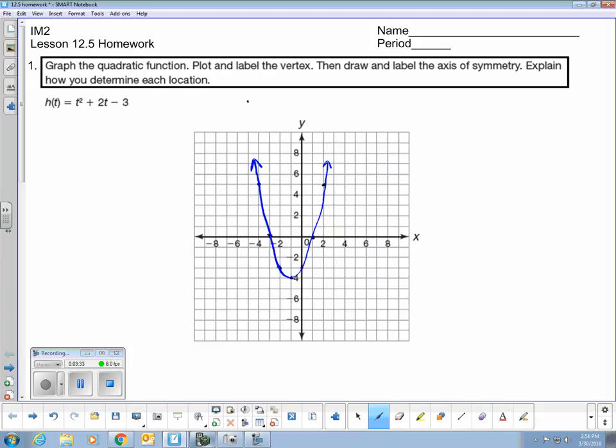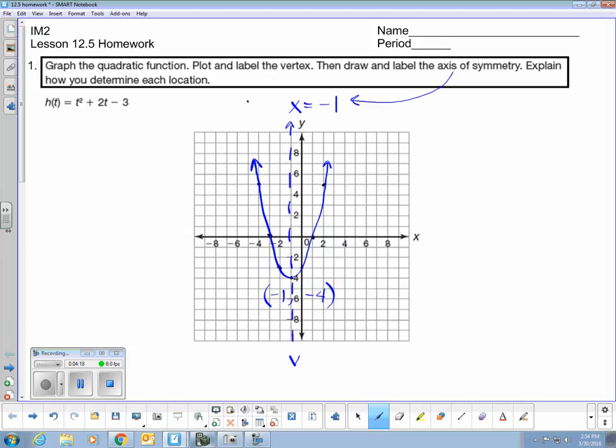All right, so we're going to label the vertex. My vertex is -1, -4. And then we're going to draw the axis of symmetry. So that would be the vertical line that divides the parabola exactly right down the middle in half. So we usually denote that with a dotted line. And as with all vertical lines, we're going to name that by x equals, and since that passes through -1, we're going to call that line x equals -1. So my axis of symmetry is the equation x equals -1.